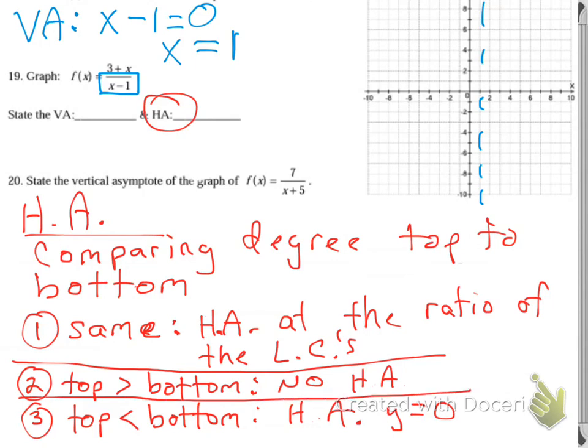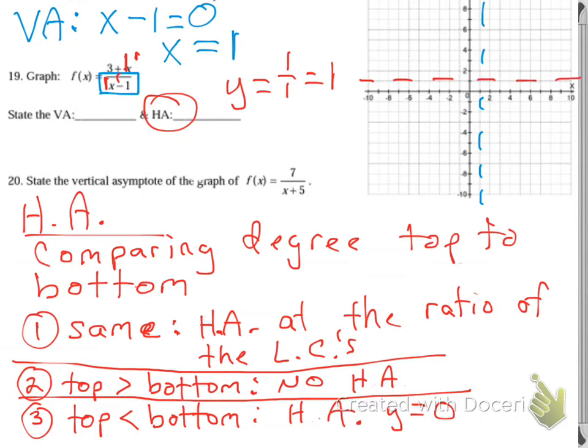Now, in our case, the degree of the top is 1 because that's the highest degree on an exponent, and the degree at the bottom is also 1. So when I look at this, they're the same. The horizontal asymptote is at the ratio of the leading coefficients. Well, the leading coefficients are the numbers in front of those variables, so 1 and 1. So my horizontal asymptote is going to be at y equals 1 over 1, or simply 1. So it's not going to touch here either.